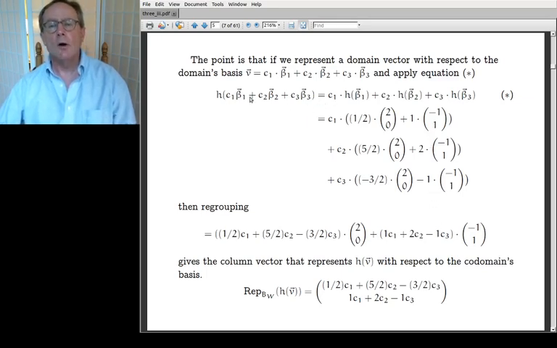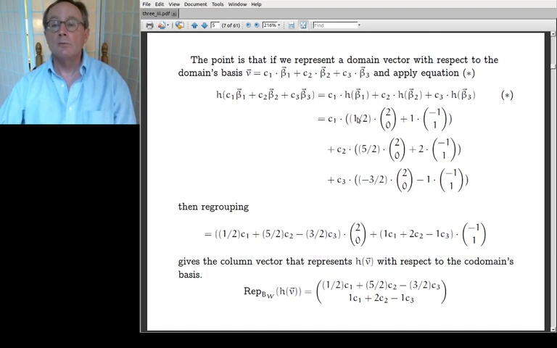Why is that again? Well, because if you want to figure out what h does to this vector v, what does h do to v? Well, the fact that h is a linear map means that the h of the combination is the combination of the h's. What is c1 times h of beta 1? Well, there you go. We just saw on the previous slide that this is how you express h of beta 1. I expressed it, of course, with respect to the output space's basis. But anyway, this expression is a correct way to write down h of beta 1. This is a correct way to write down h of beta 2. This is a correct way to write down h of beta 3.